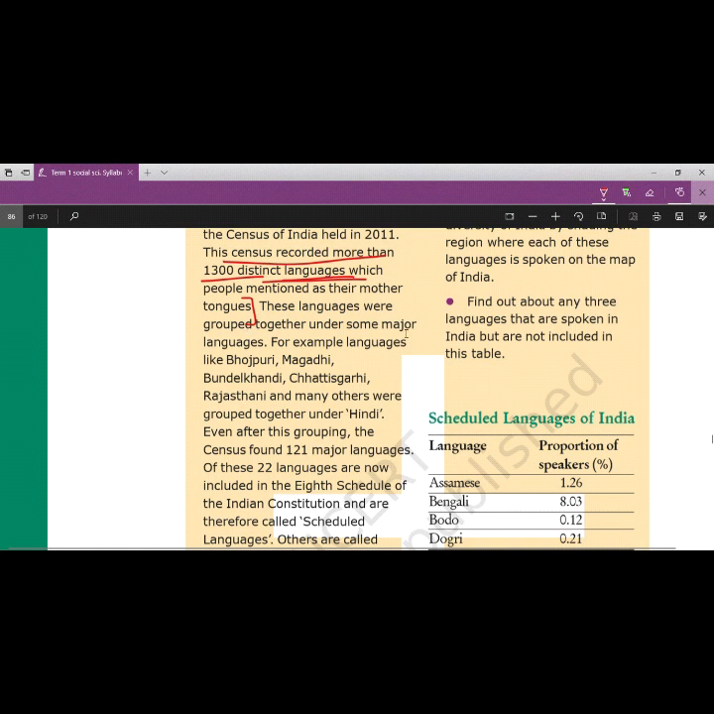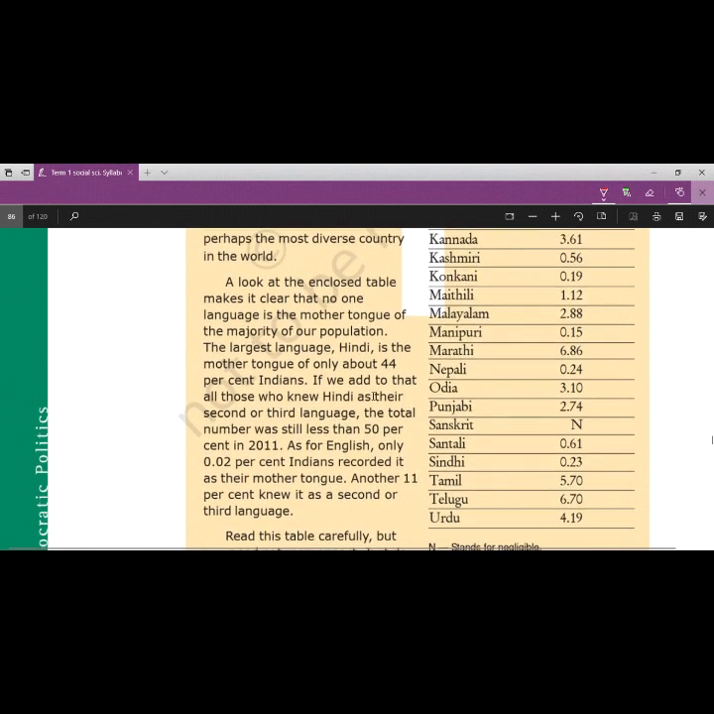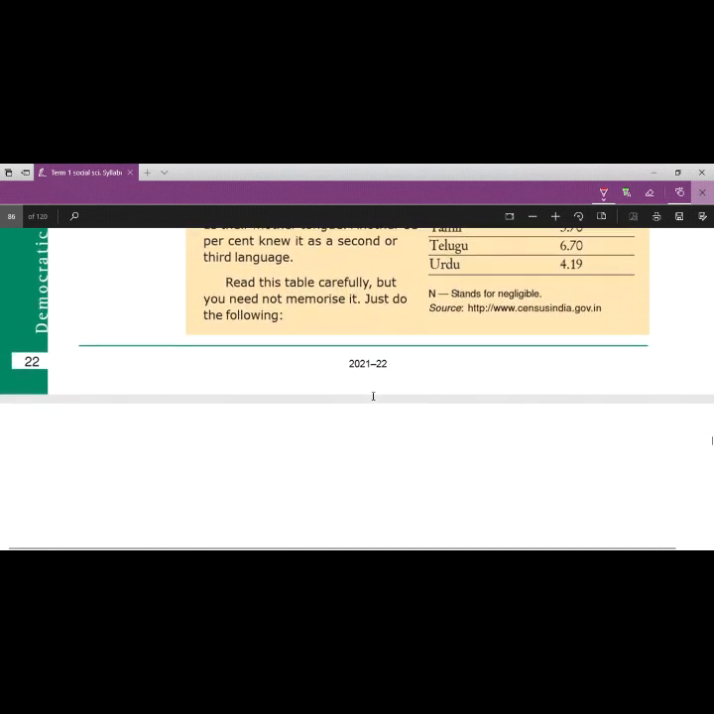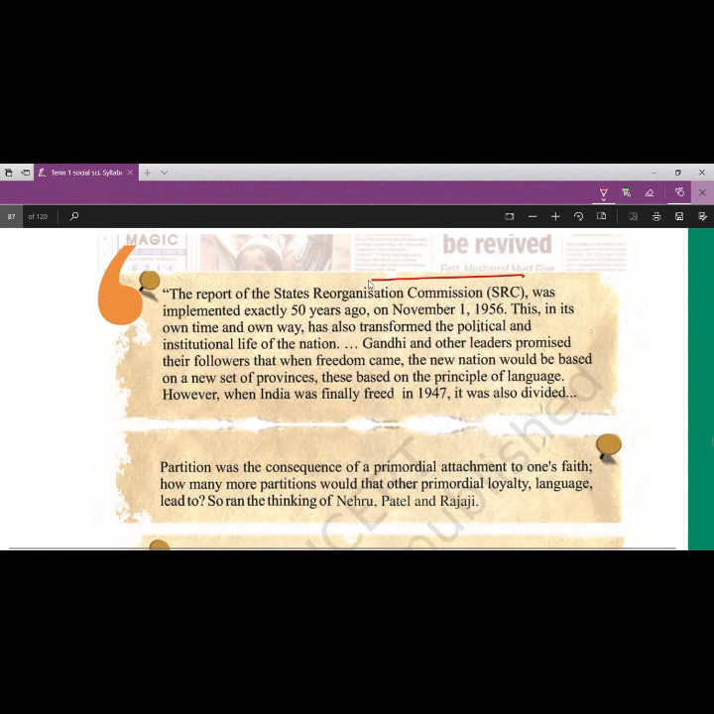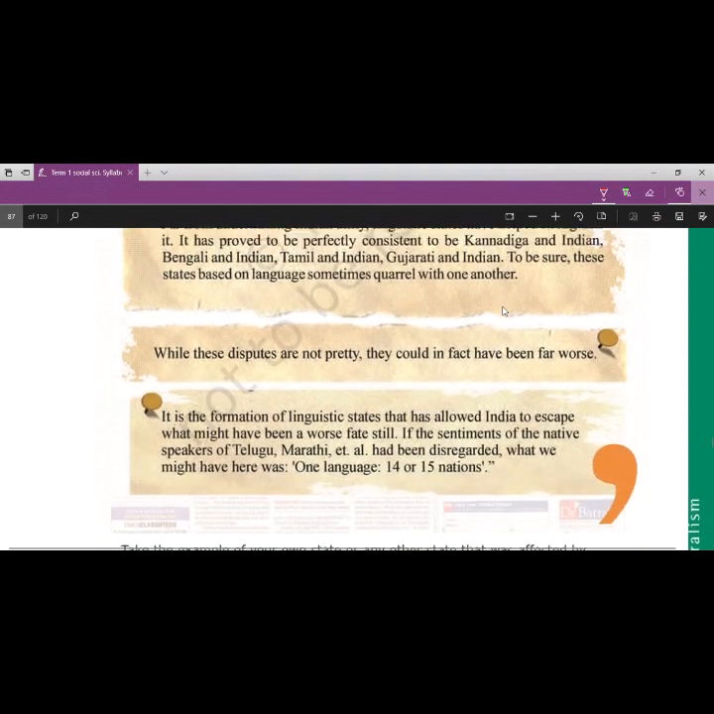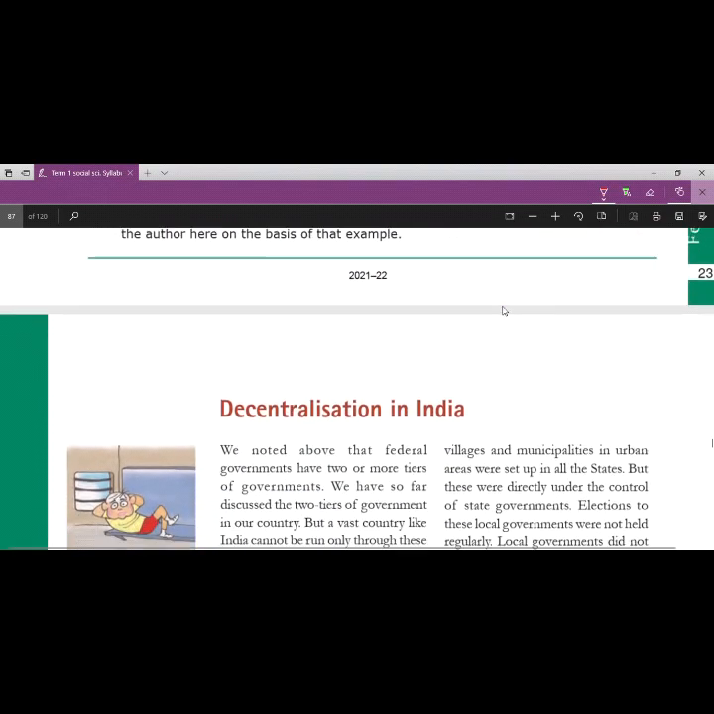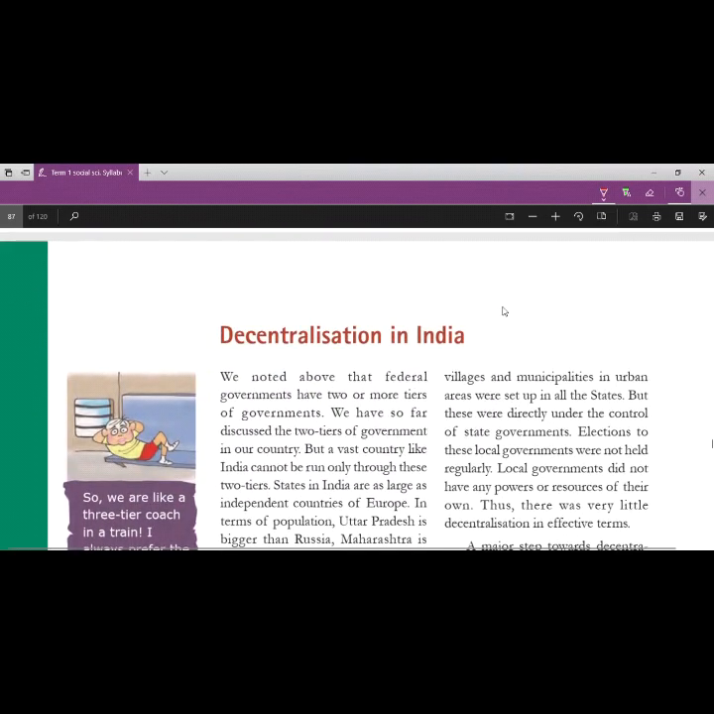These languages were grouped together under some major languages, for example Bhojpuri. Then there is one table showing which language is spoken by what percentage of people in India. This data is important; maybe you can get a question. One full form is there: SRC, States Reorganization Commission, was implemented exactly 50 years ago on November 1, 1956. This page will be skipped by most of the students. I think more than 85% of the students will not do it, and a question can be asked from this portion also.